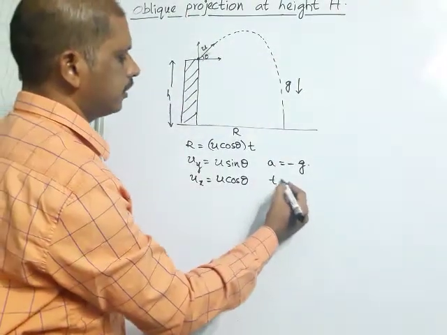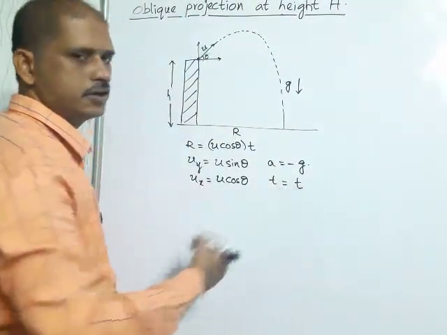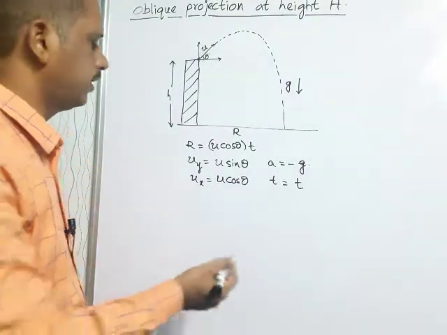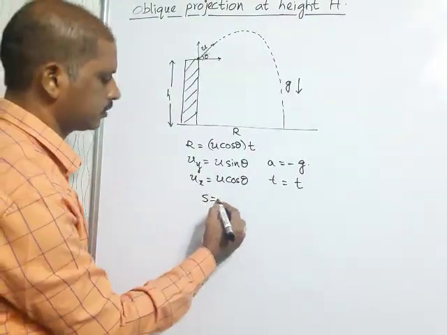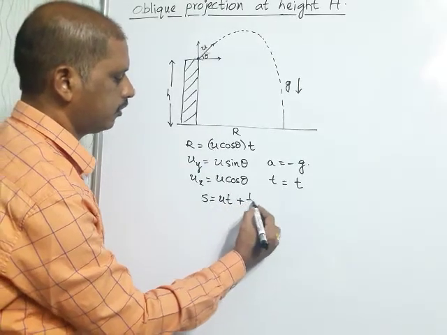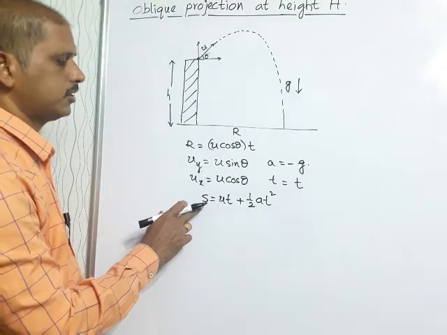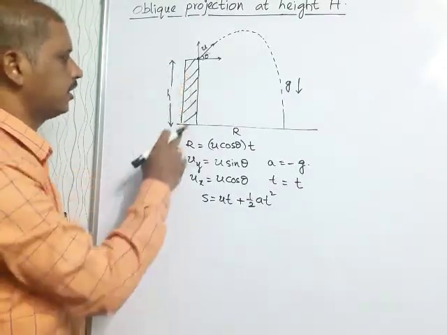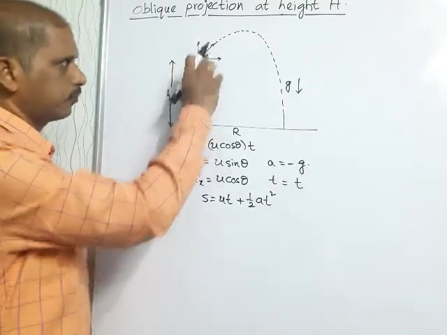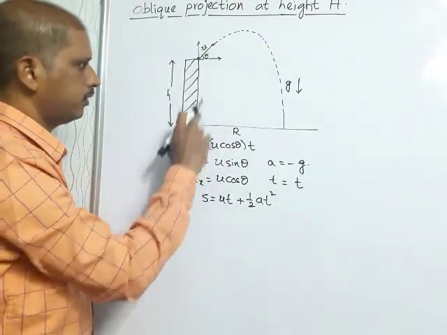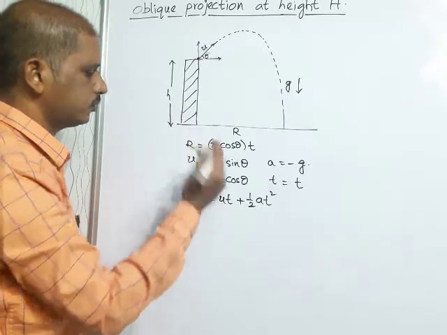Time period, let it be t. We have to find out the time period. So for that I will take the equation s is equal to ut plus half at square. In this, s means distance traveled. Distance traveled is h. The body is projected upward and coming down, so from this point to this point we are moving down, so it is negative.